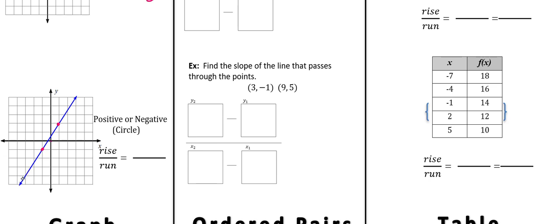So I'm going to use these 2 points right here. You could use any 2 lattice points, but I'm going to use these 2. I'm going to start with my point on the left, see how far up and how far to the right. So I'm going up 3, which makes this positive, and I'm going over 2.